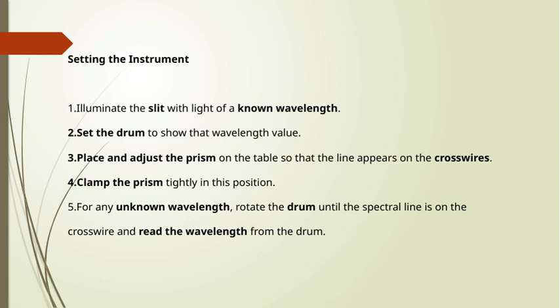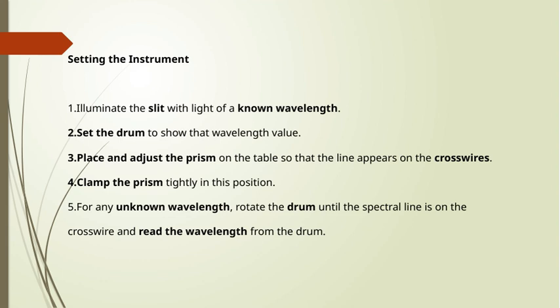It's crucial to clamp the prism tightly in this position to prevent any movement. Now, when we're working with an unknown wavelength, we rotate the drum until the spectral line aligns with the crosswire. This is how we measure the wavelength. Finally, read the value directly from the drum. This process allows us to precisely determine unknown wavelengths by referencing a known standard, tying everything together in our overall exploration of spectral analysis.